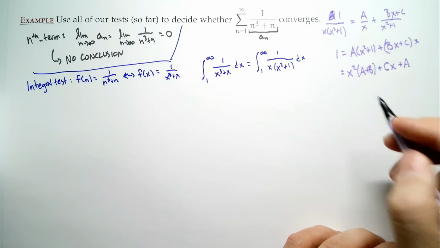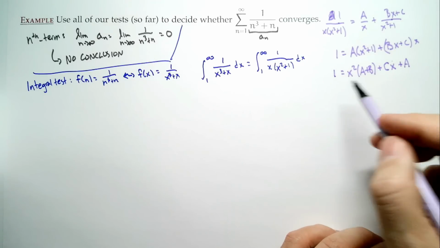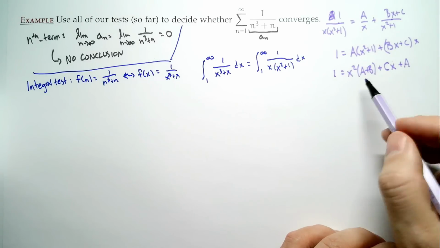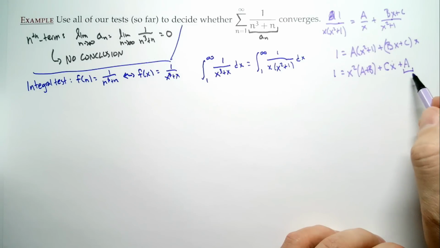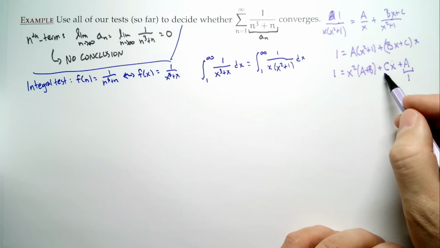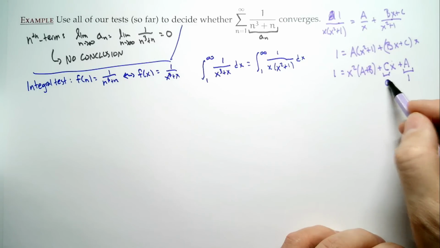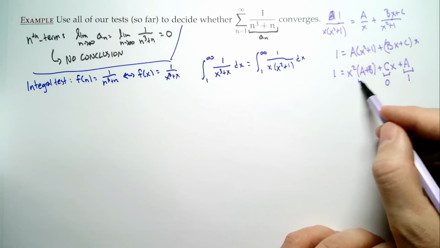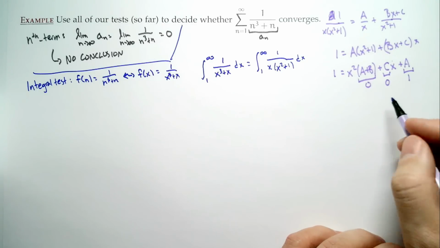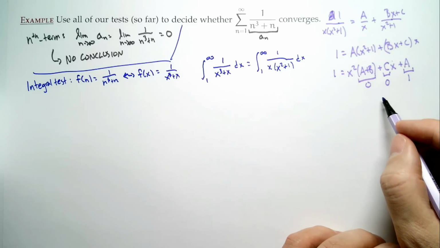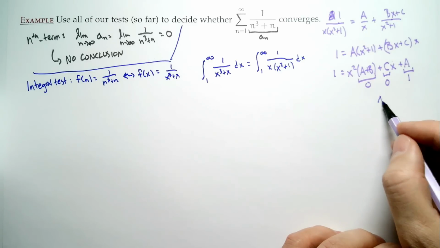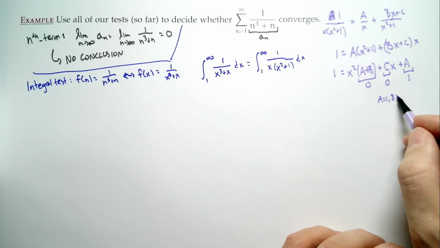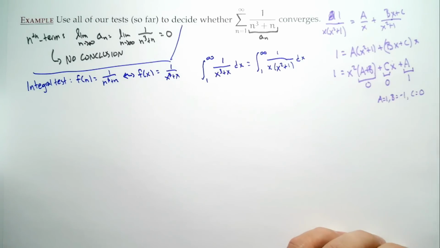Now, what has to be true? Well, if we think of this as a polynomial on the left and a polynomial on the right, the coefficients have to match, which means a has to be 1, c has to be 0, because there's no x term, and a plus b has to be 0. And so what's our conclusion? Our conclusion is a equals 1, b equals minus 1, c equals 0.